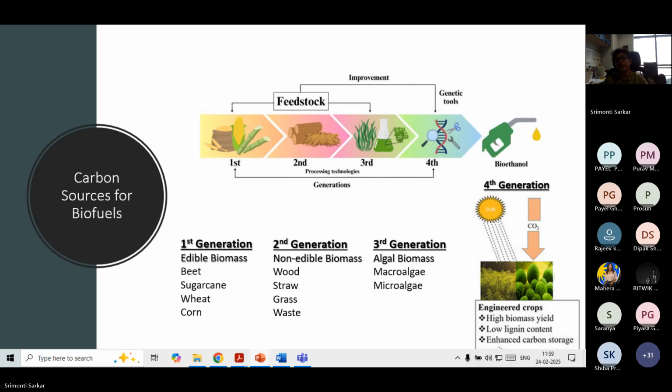So if you can engineer biomass generations where the lignin content is low, you can actually improve the efficiency of biomass being converted to much more sugars. So not only do you want plants to grow quickly, you also want to grow plants that have low lignin content. And if they grow quickly, then they also enhance carbon storage.